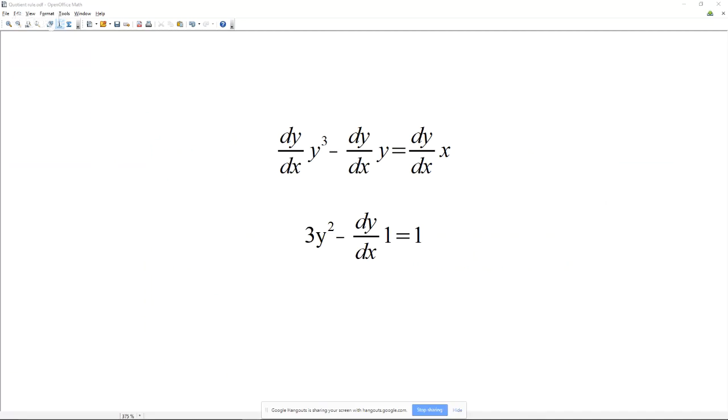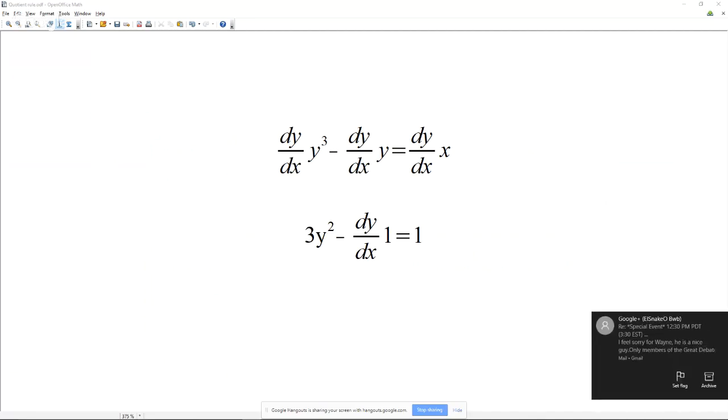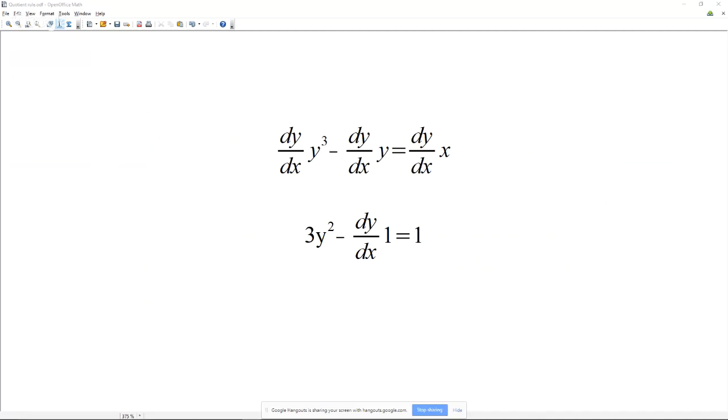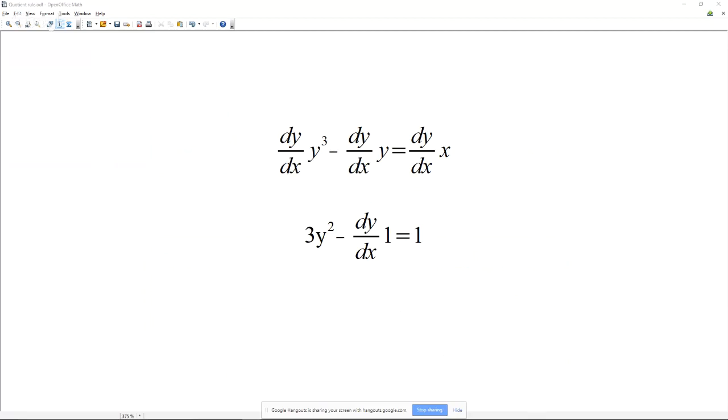Well, the trick is that when you're taking the differential of y with respect to x, you have to multiply by dy/dx because it's not being done to the correct variable. So when you take the derivative of y cubed minus y, you apply the power rule, but you multiply it by dy/dx to denote that this is being done to y instead of with respect to x.